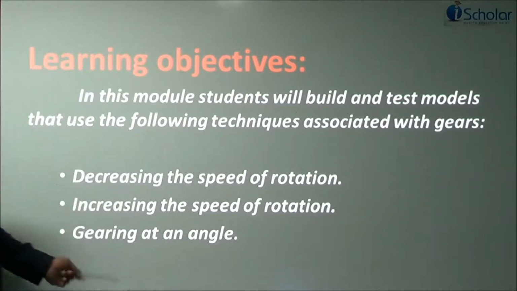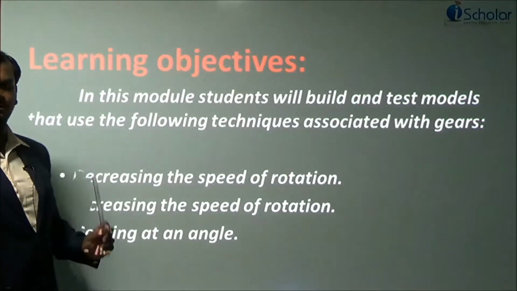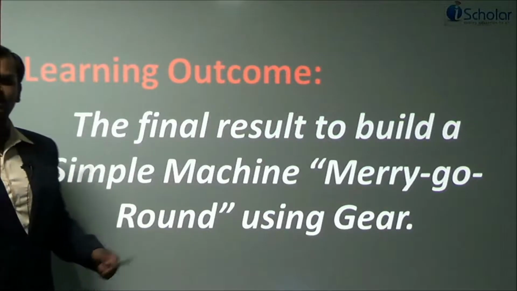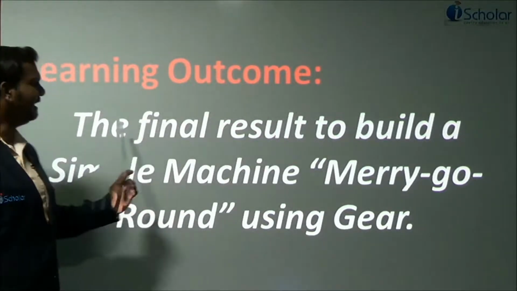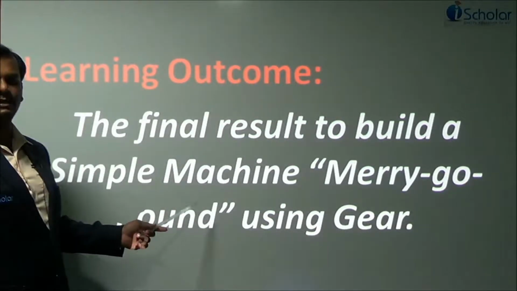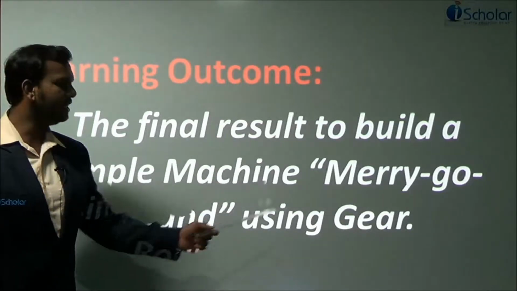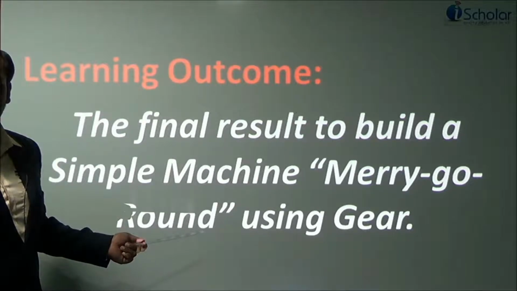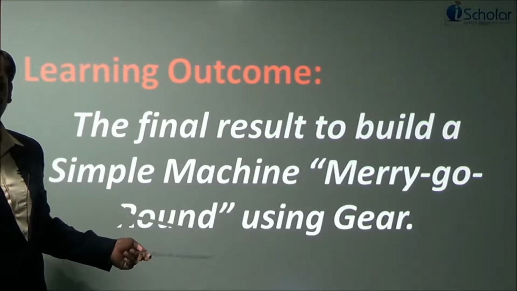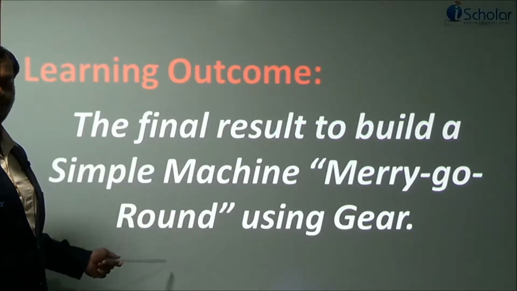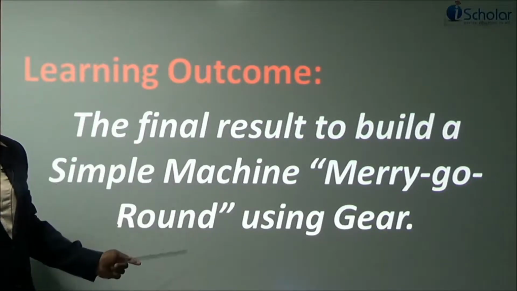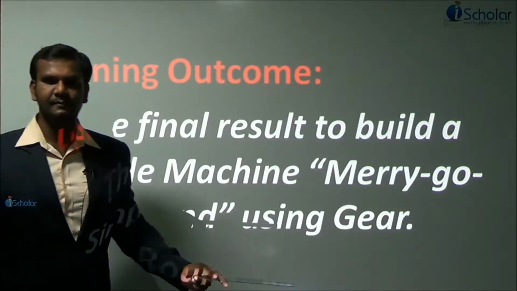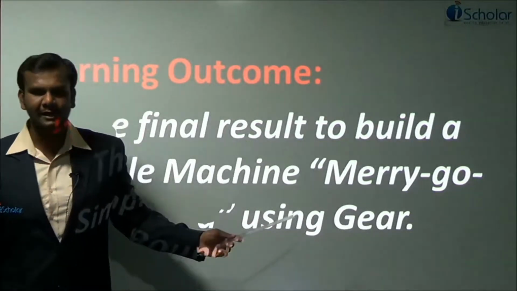Okay. So these are the three objectives of this particular module. What is the outcome? The final result. Sir, by doing this, what is the final outcome? The final result is to build a simple machine, as I told you earlier, which is a merry-go-round using gear. So this is our final result, right? We are all together right now to do this particular module, that is merry-go-round, so we can achieve our final result. Okay? Are you all clear, children? Up to this, are you all clear?